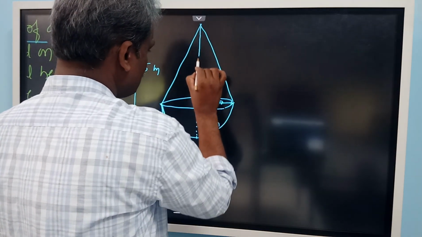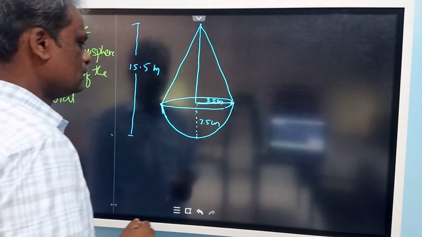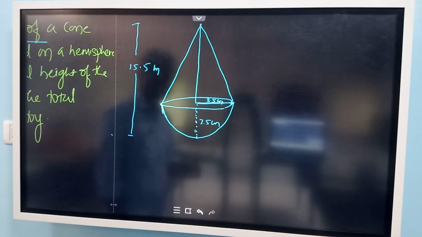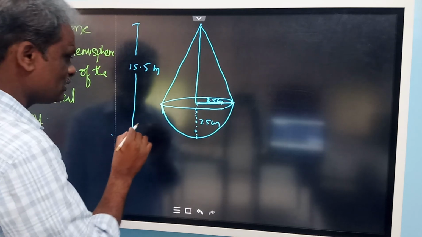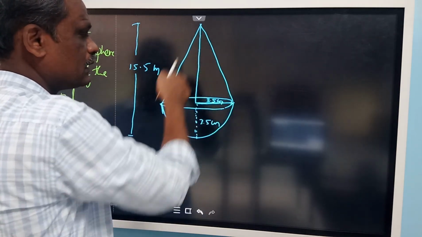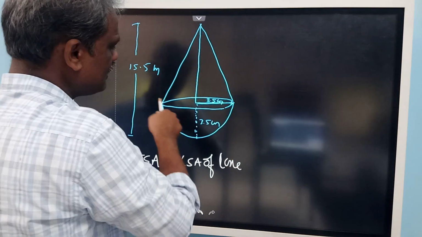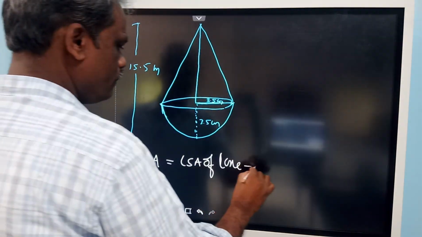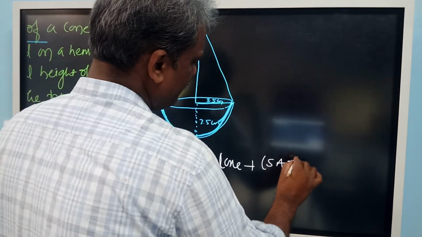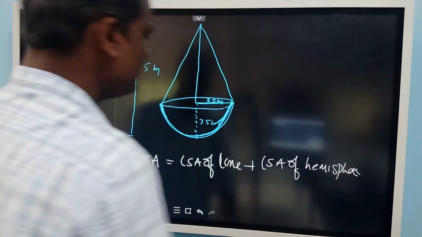Suppose if we join this, this will become the height of the conical part. So if this side is 3.5 centimeter, what are the information required to find the total surface area? Total surface area of this toy, we have to split into two parts. Total surface area is equal to the curved surface area of the cone. This is only the curved surface area or lateral surface area of the cone, plus the curved surface area of the hemispherical part, curved surface area of the hemisphere. If you add these two together, it gives the total surface area of the toy.